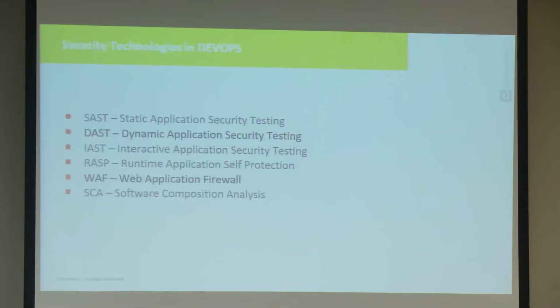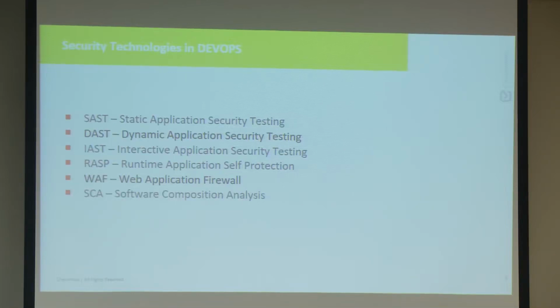Right? So since we're talking about putting security into DevOps, let's talk about some of the technologies that comprise application security testing. SAST, static application security testing, checking the application without executing it, analyzing the source code. Who's familiar with SAST? Me. Dynamic application security testing, DAST, running the application, trying to break it, sort of automated pen testing.